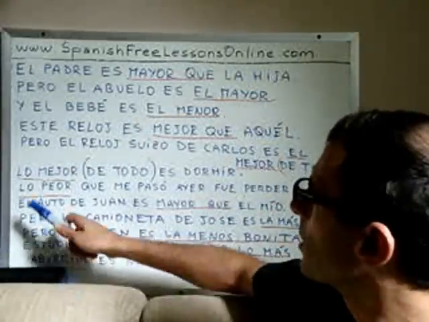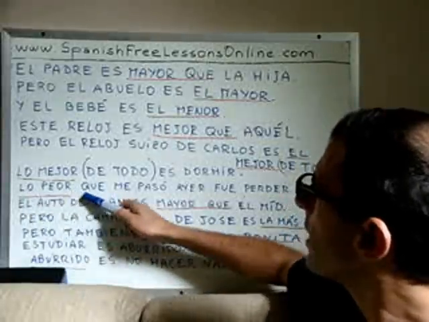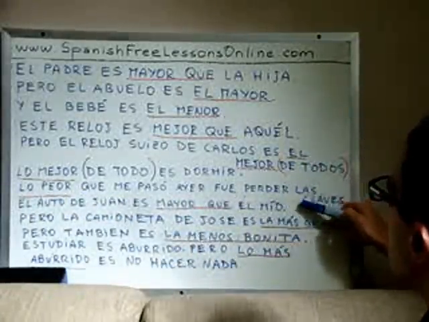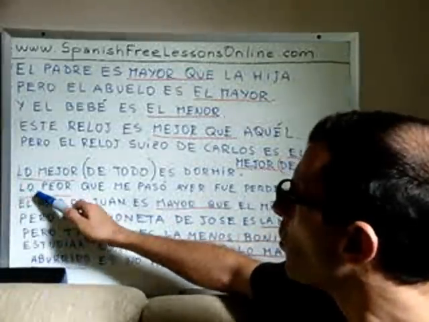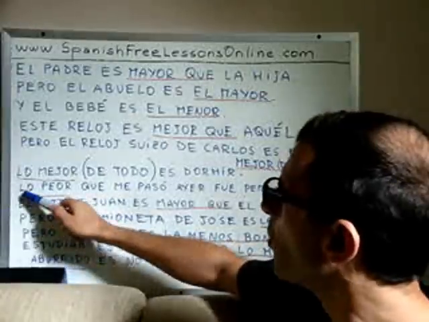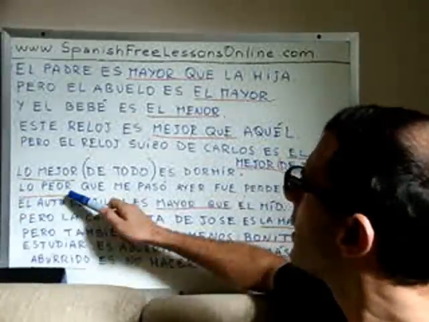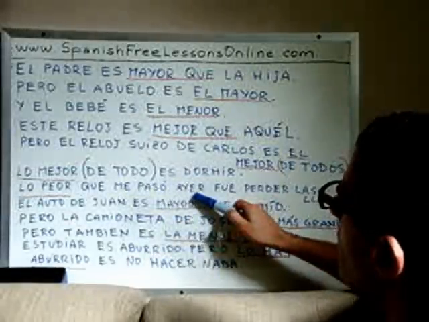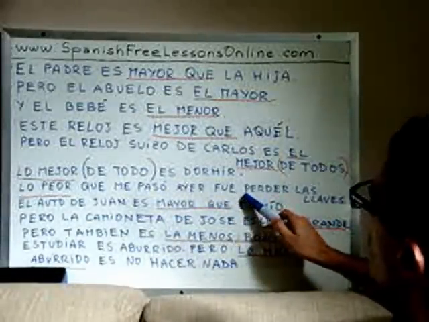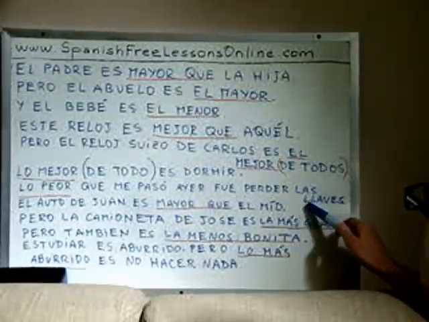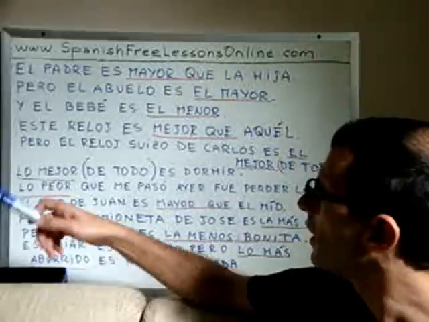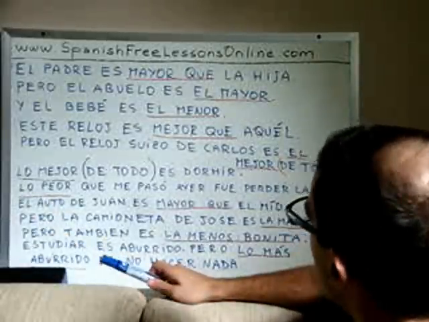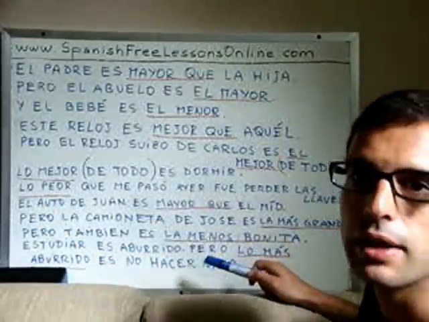But let me read it one more time. Lo peor que me pasó ayer fue perder las llaves. The worst thing that happened to me yesterday was to lose the keys. The next. Auto means car, as you know. Mío means mine.